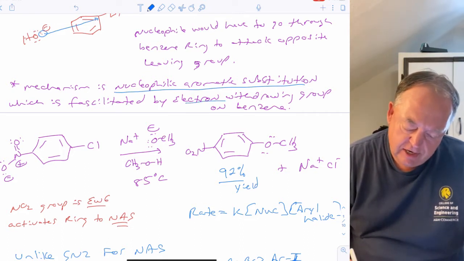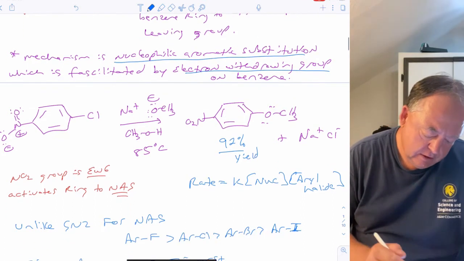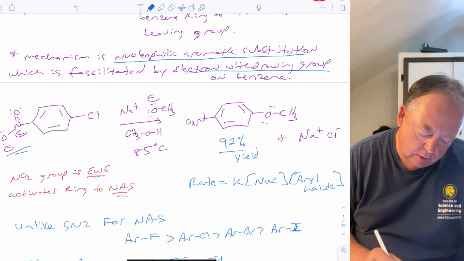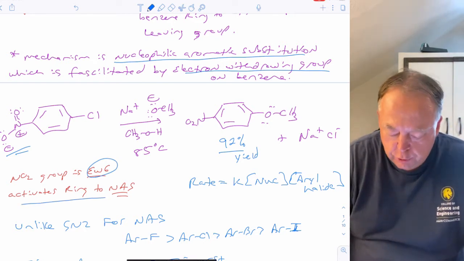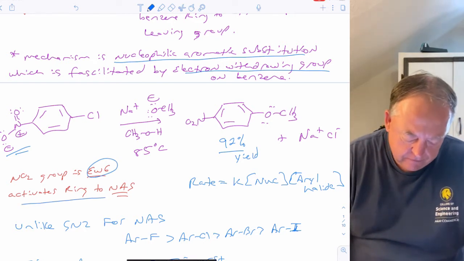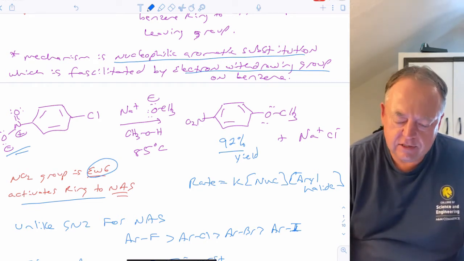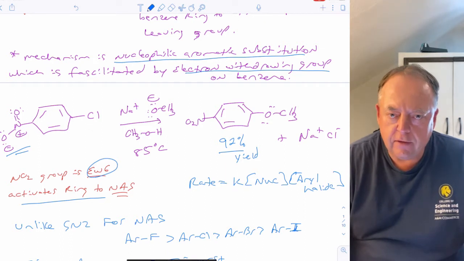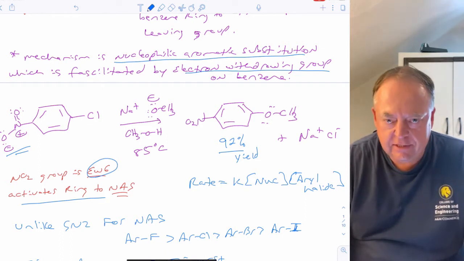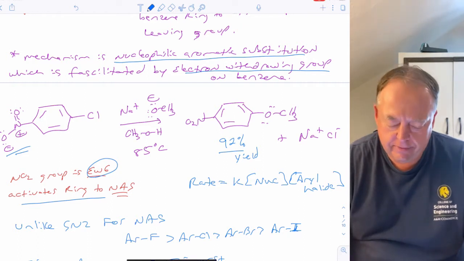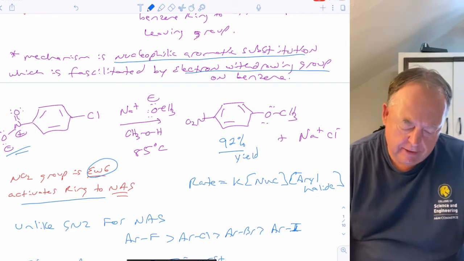And it's facilitated by electron withdrawing groups on benzene, like nitro. The nitro group is an electron withdrawing group, and it activates the ring towards nucleophilic aromatic substitution. So you want to be careful in this chapter. You don't want to confuse electrophilic aromatic substitution with nucleophilic aromatic substitution. The nitro group deactivates the benzene ring towards electrophilic aromatic substitution, but it activates it towards nucleophilic aromatic substitution.